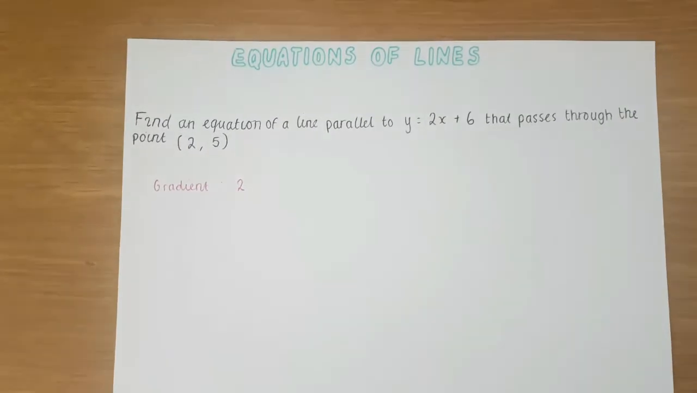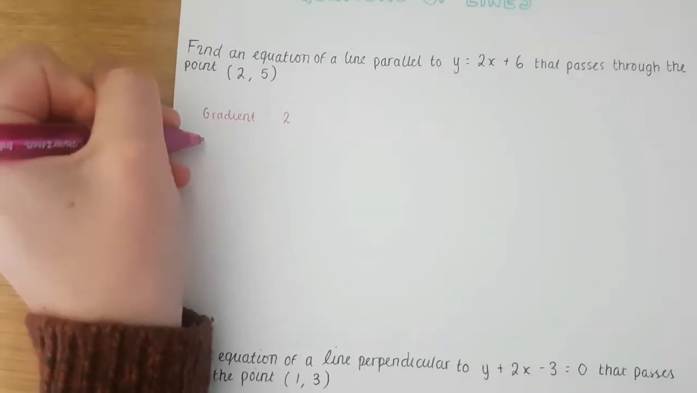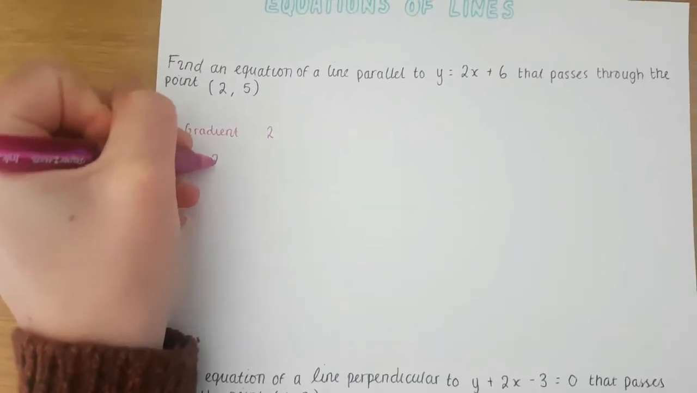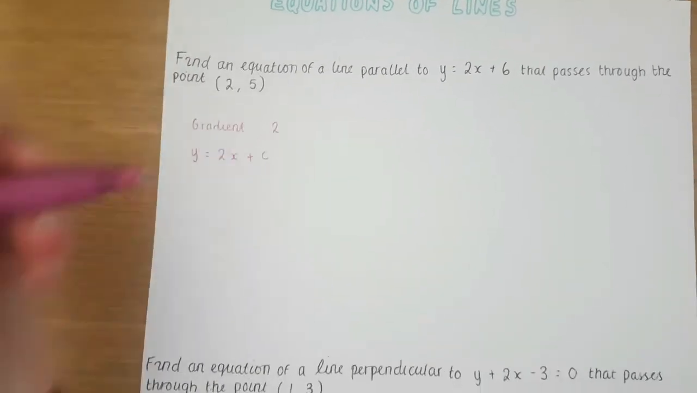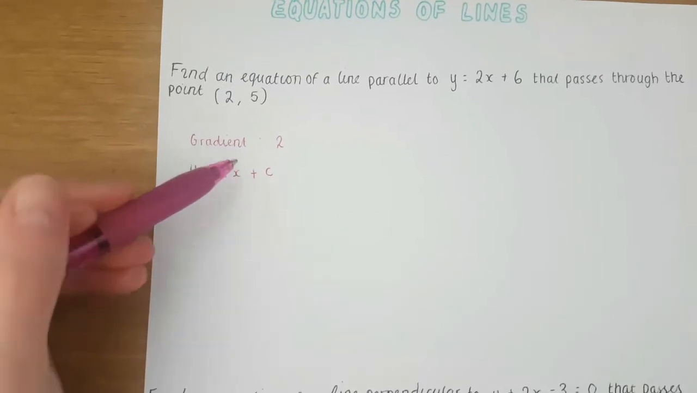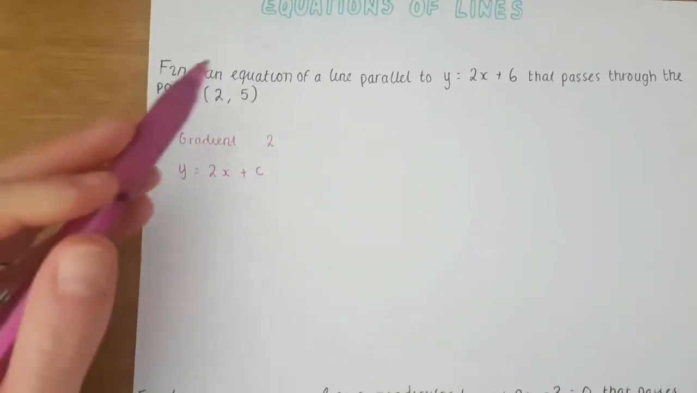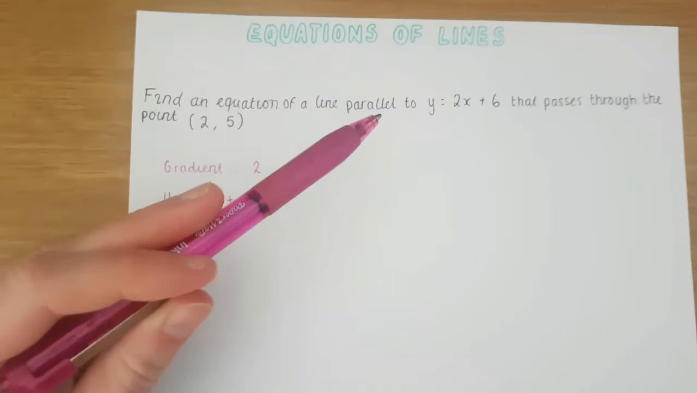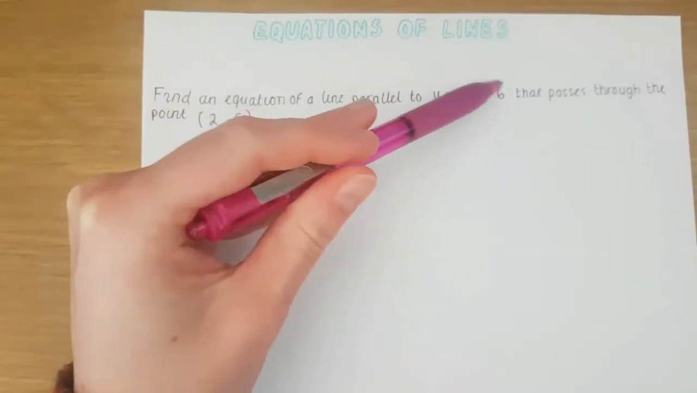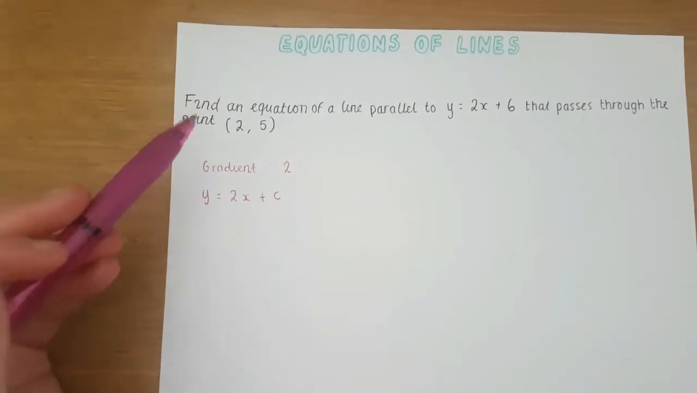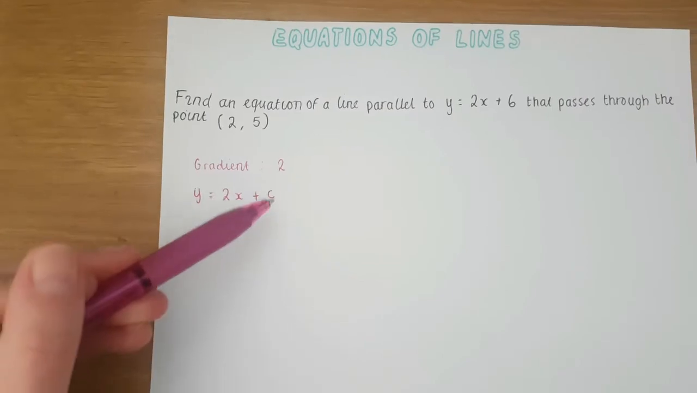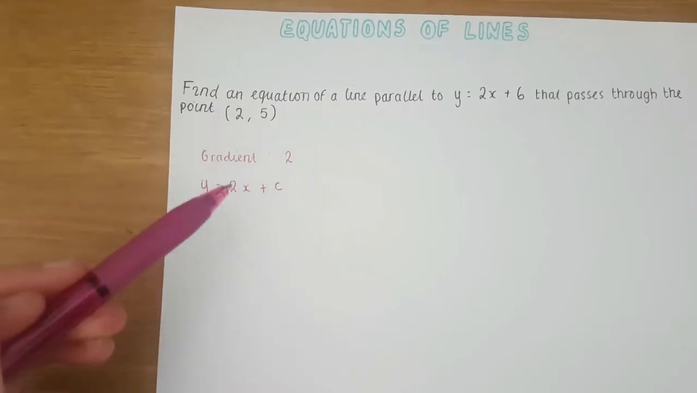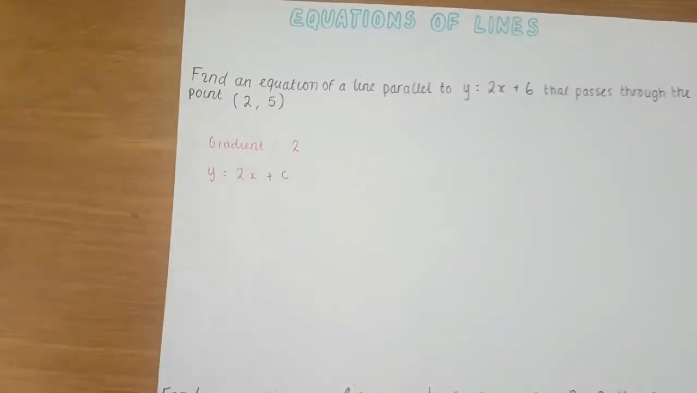I know my gradient's 2, so I can put it into my general equation, y is equal to 2x. And now here's the important thing, I have to put plus c, because I don't know what part of the y-axis this line goes through. I just know that it's parallel to this line here. It could go through the point 1, it could go through the point 2. Remember, this part tells us the y-intercept. We do know that it passes through the point 2, 5, and we're going to use this to find our value of c, because we know an x-coordinate and we know a y-coordinate, so we can find the other unknown.